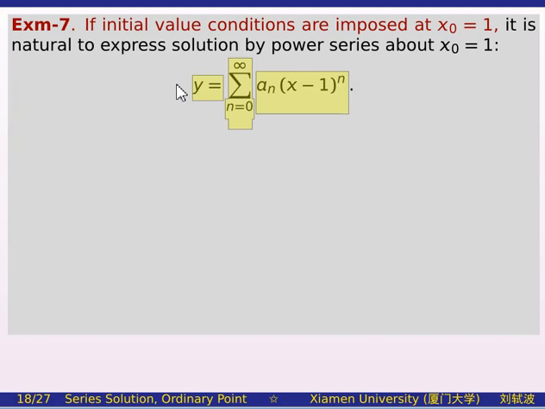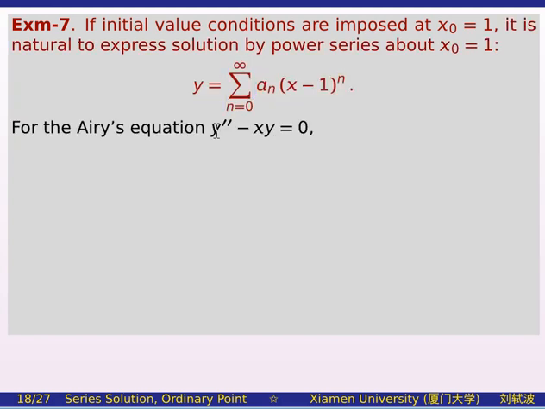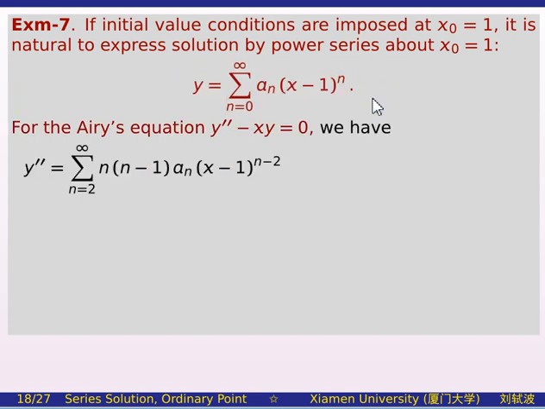Okay? So, for our Airy equation, for example, how do we find the solution of this form? Of course, we proceed as before, computing the second order derivative of the power series expression for y. The second order derivative can be computed by differentiating this power series expression term by term, and you see that y double prime is the sum of n(n minus 1) a_n (x minus 1)^(n minus 2).